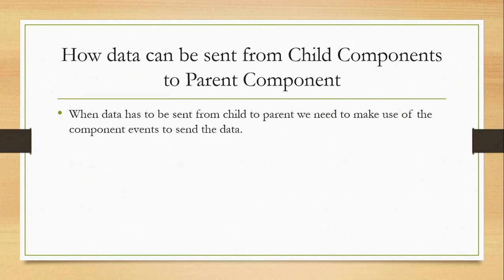How can data be sent from child to parent in Aura components? When data has to be sent from child to parent, we need to use component events and set the data.